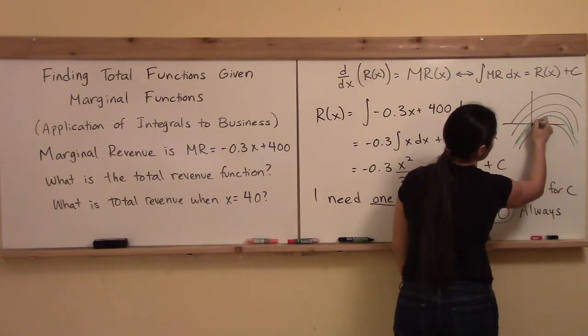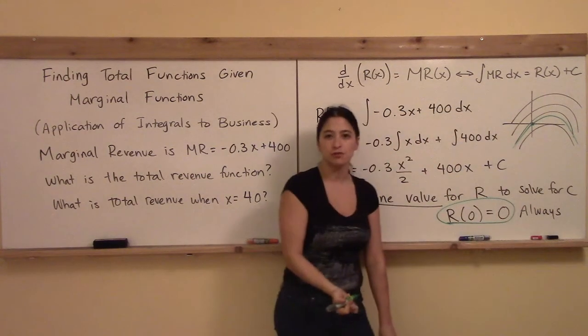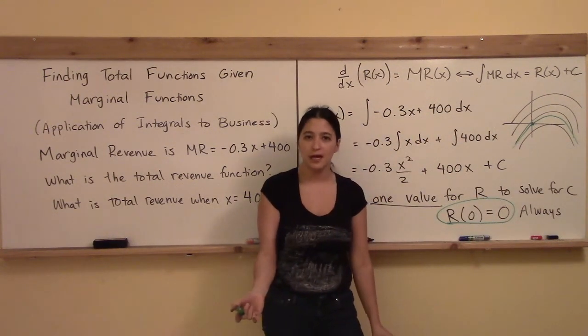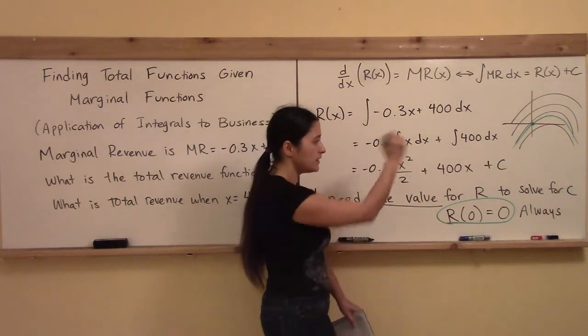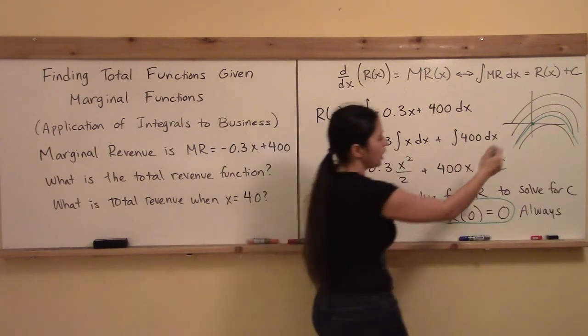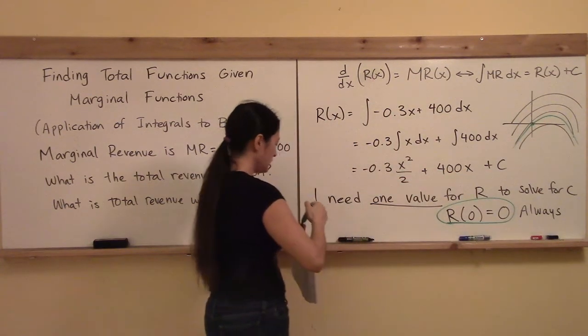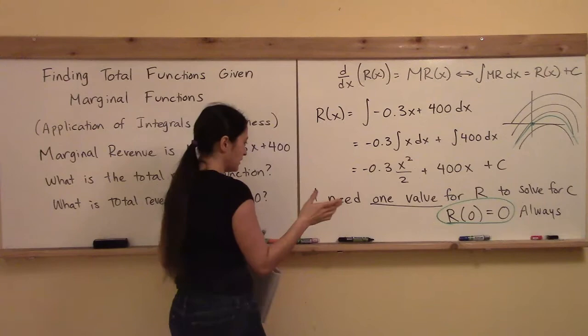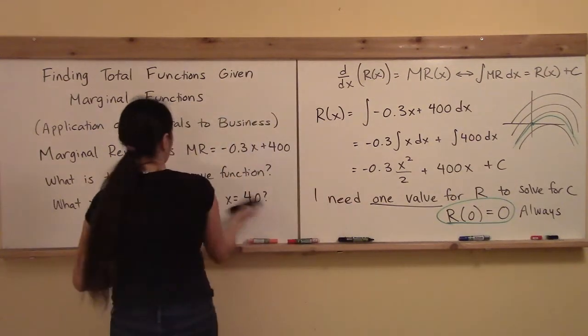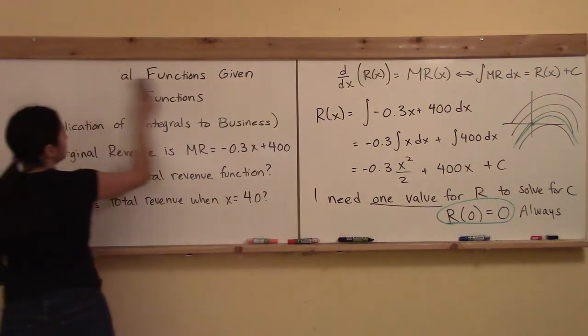It must be the function that goes exactly through 0, 0. That's the only way that I can go about it. I have to pinpoint one of those things, and it's got to be the one for a revenue function that goes through 0, 0. Now that's really nice, because once I have that in place, I'm going to be able to solve the question, what is the total revenue function?